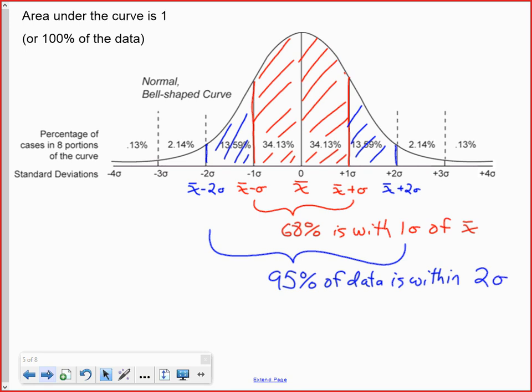And we can keep doing this further and further. If we go out to 3 standard deviations, within 3 standard deviations of the mean, we have 99% of the data, actually more than 99, about 99.5% of the data.